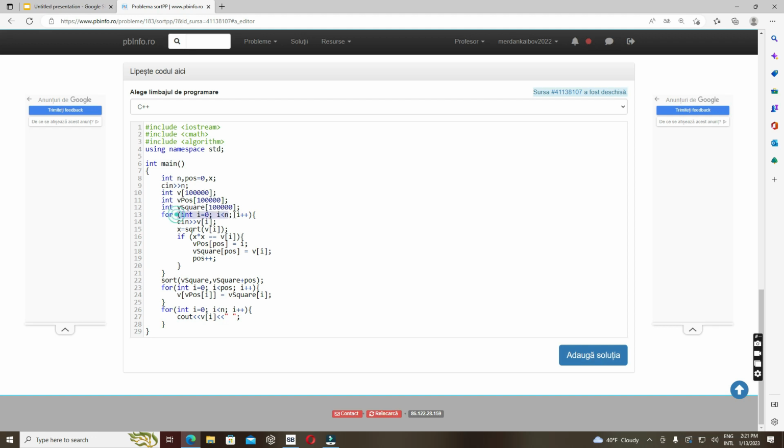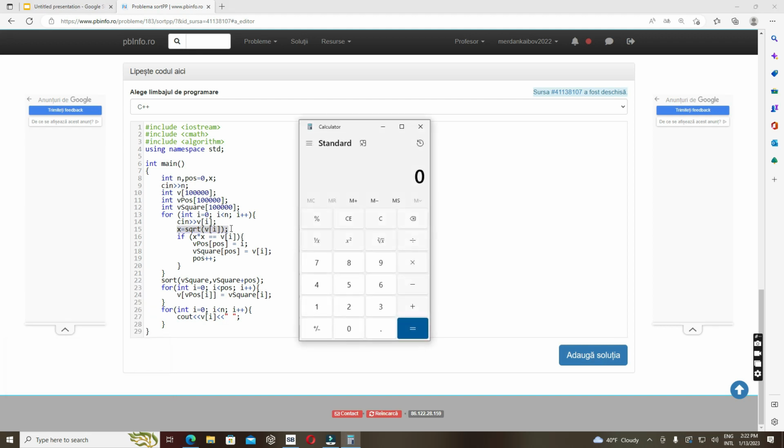Then I create a loop where I run from 0 to n. I read the vector at position i, and I say that x is equal to the square root of v i. Why did I do it? So for example, what is the square root of 4? It is 2. If I multiply 2 by itself again, I will get 4.